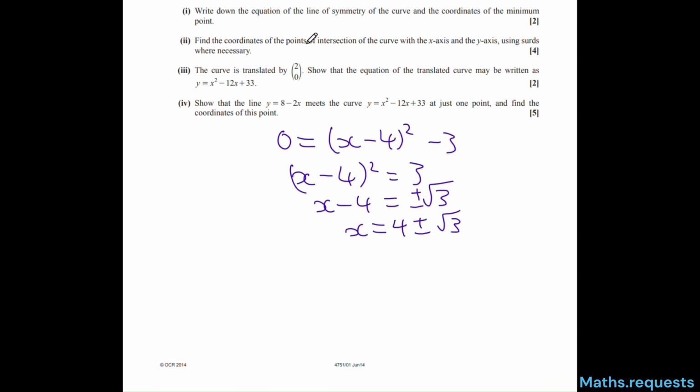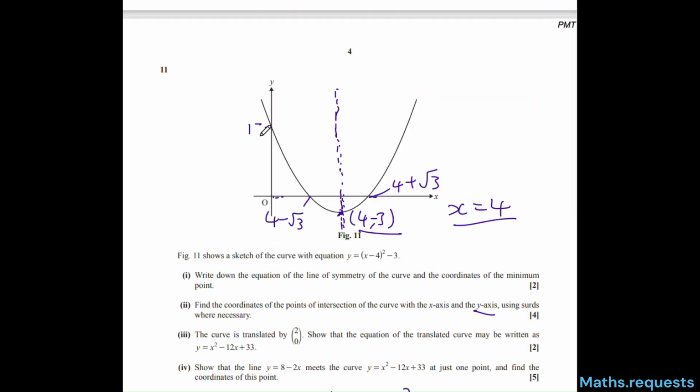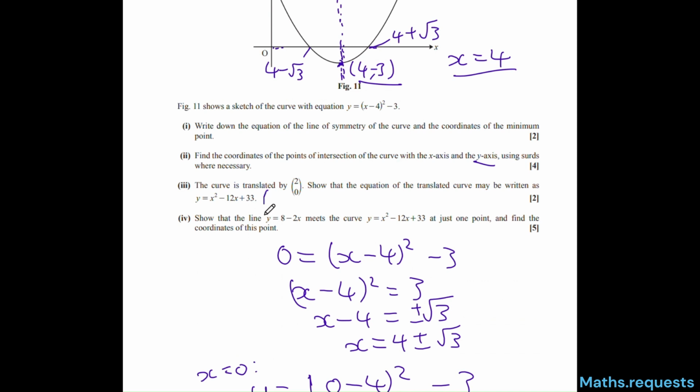And now to find the point of intersection on the y-axis, x is going to equal 0. So y equals (0 minus 4) squared minus 3, which is 16 minus 3, so 13. So it crosses here at 13. Therefore your three coordinates are going to be (4 minus root 3, 0), (4 plus root 3, 0), and (0, 13). Those are going to be your 3 points.